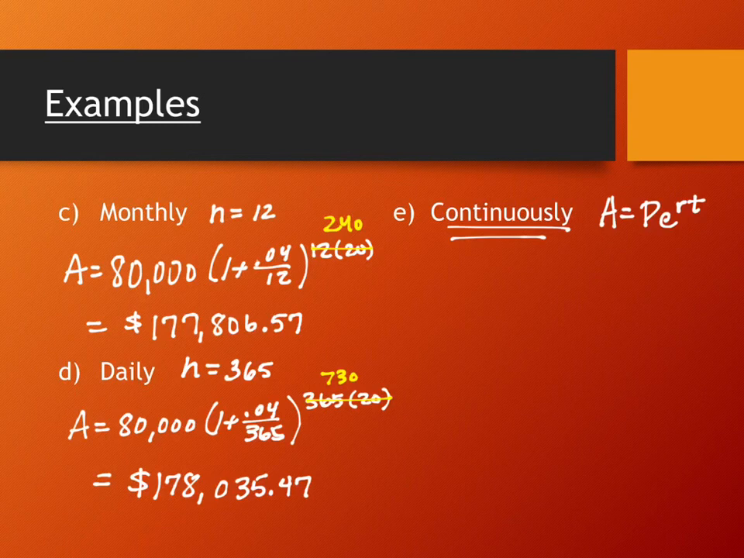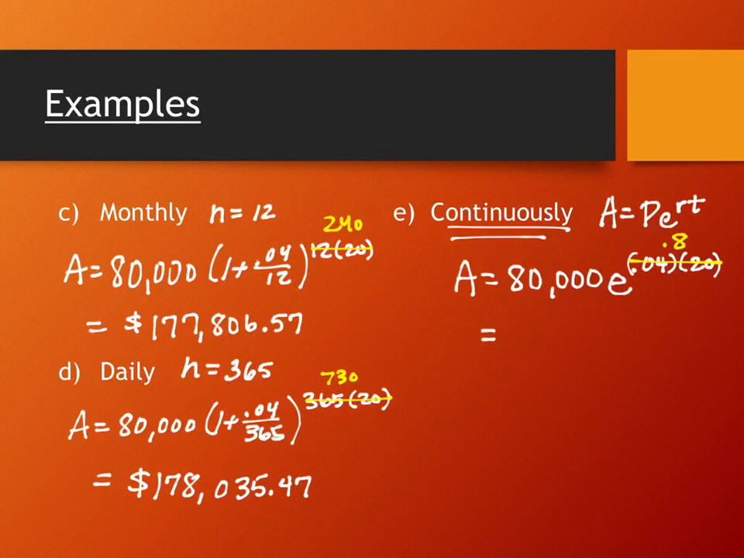I wanted to make sure that we talked real quick about continuously. The formula is different, obviously. I have my 80,000. I have my e. There's no n. My r is the decimal 0.04. And my time is still the 20 years. So the equation looks a little different. I would again put this value in and find out what it should be. 0.04 times 20, what is that? And I think it's 0.8. Is that right? Can somebody check me real quick? Is that right? Okay, good. So that's what I would use.